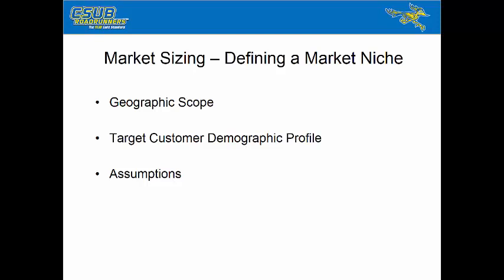So once you've developed the customer vignette, the next thing you're going to do is do a market sizing estimate. The 3 things that you need to know in order to do a market sizing estimate, first of all, are geographic scope. Second is your target customer demographic profile, so that's basically the customer vignette. And then you're going to need to document some assumptions. So pick a geography, use the customer vignette you've just created, and document some assumptions. And then you can create the rest of the market sizing.